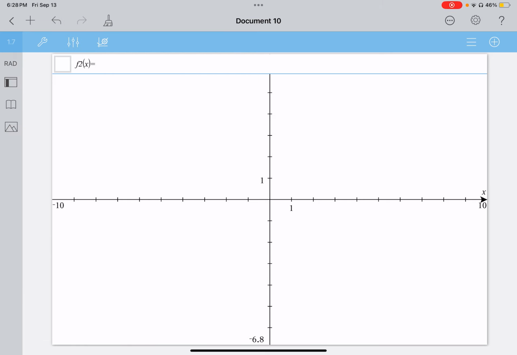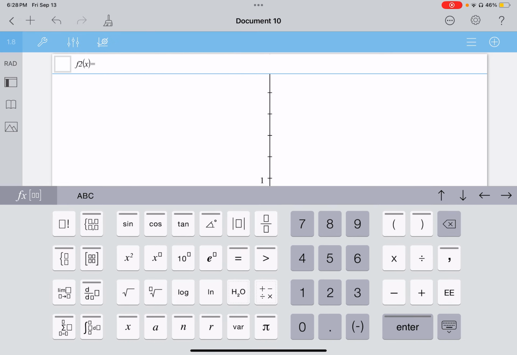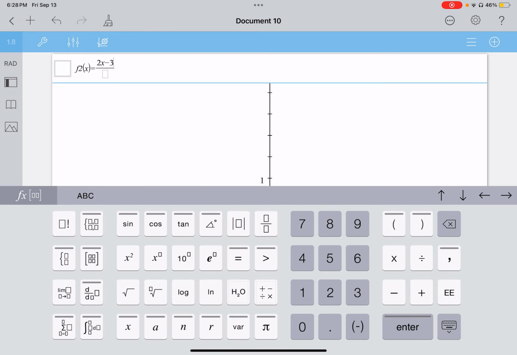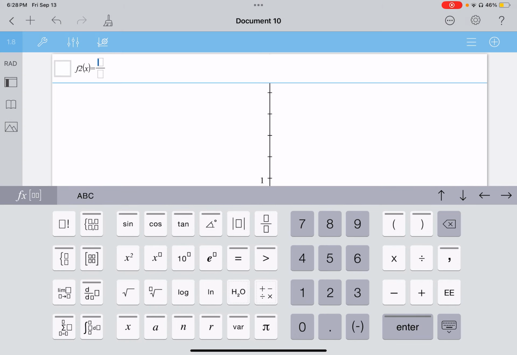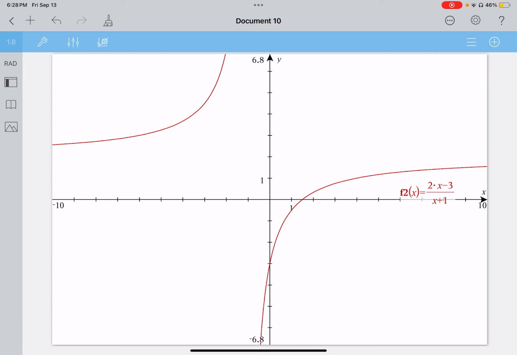Let me try this again. 2x minus 3. Why does it keep doing that? I'm sorry. Oh, I didn't mean to put a... In the denominator, we have x plus 1. Okay, this is what it looks like.